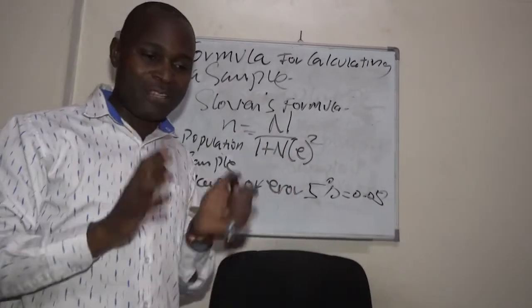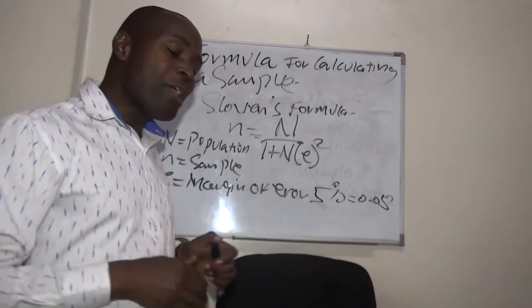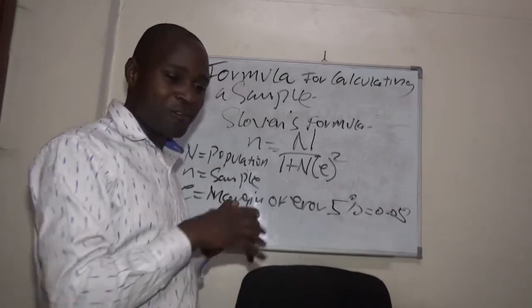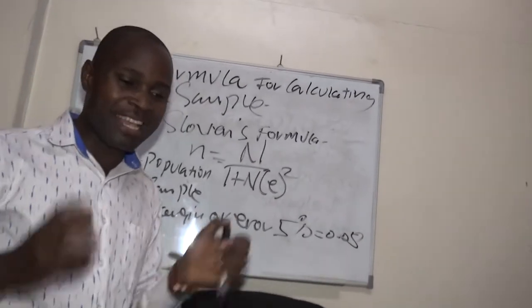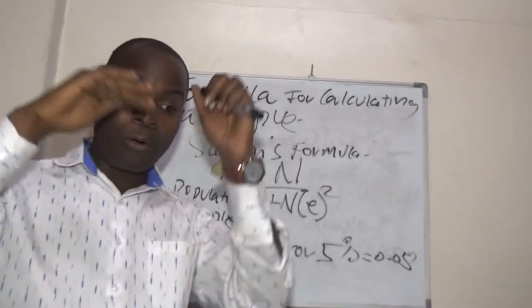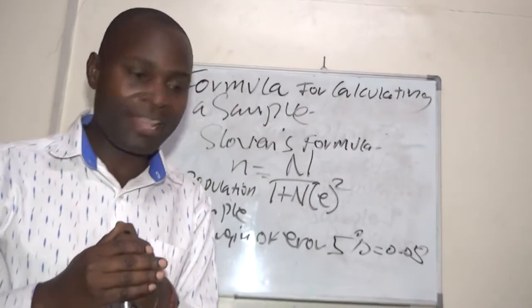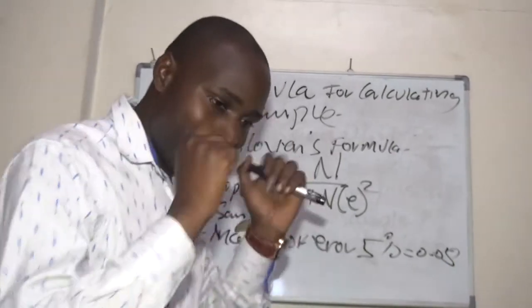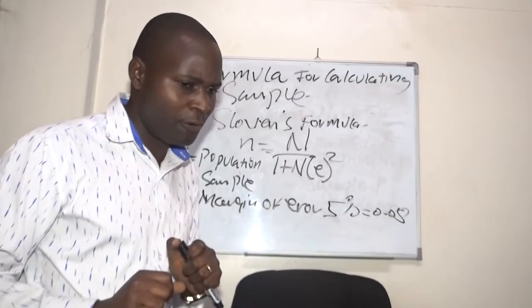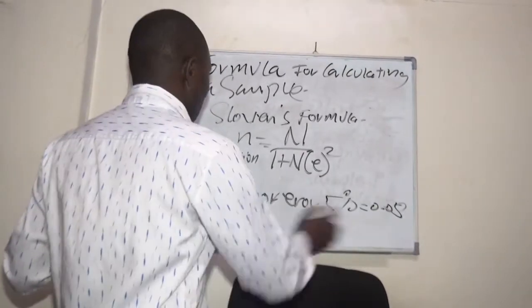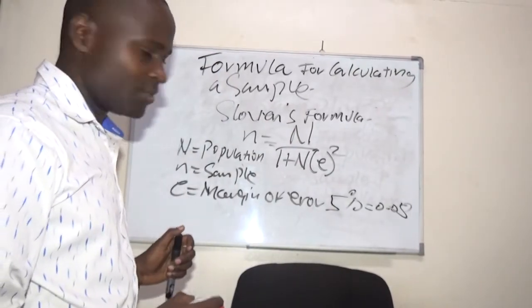That is the population using Slovin's formula. At the end of the day, we are also going to test ourselves to see whether we are right. We shall test using Morgan tables, which are already available on the internet. We shall go into that, but let us first pick an example and see how we compute our sample. So this is the formula that we are going to use.